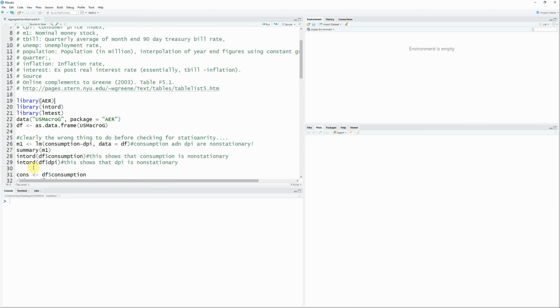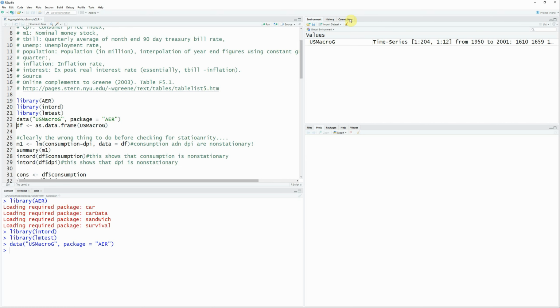There's this package named AER, so if you haven't installed it, please install it. We use that package. AER is Applied Econometrics in R, and it has nice data sets in it. Here we are using the USMacroG dataset from that package. The data function in R goes and gets the data for us and loads USMacroG into memory. I can use the as.data.frame function to create my df.